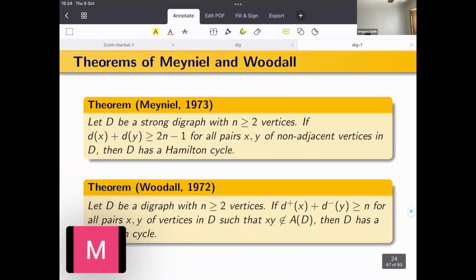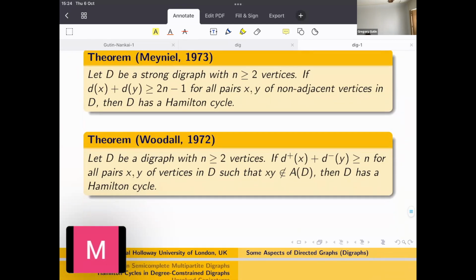And then there is another theorem, which is actually a special case of Manoussakis's theorem. It says that if D is a digraph with at least two vertices, and the out-degree of x plus the in-degree of y is at least n for all pairs x, y of vertices in D such that there is no arc from x to y, then D has a Hamilton cycle.